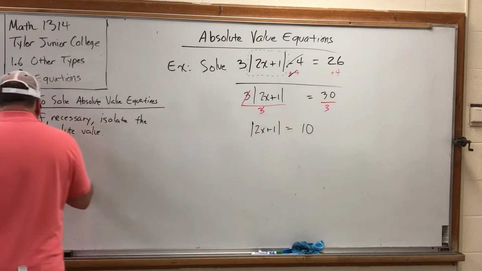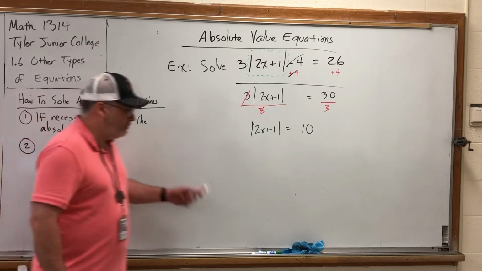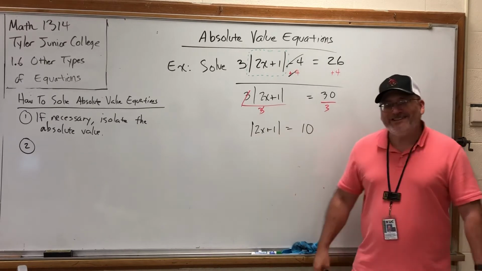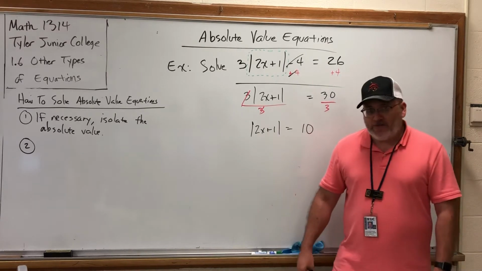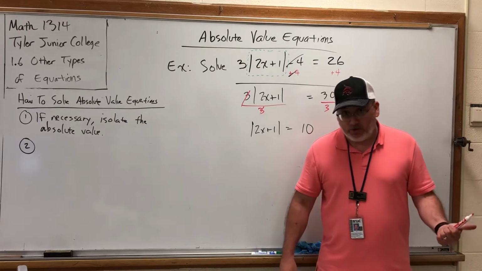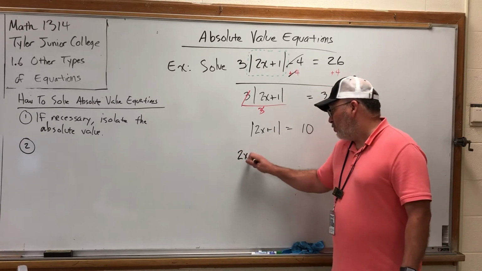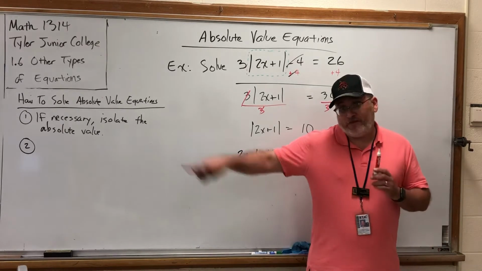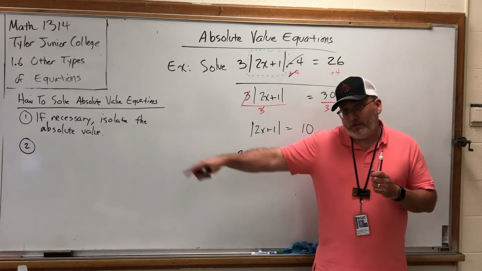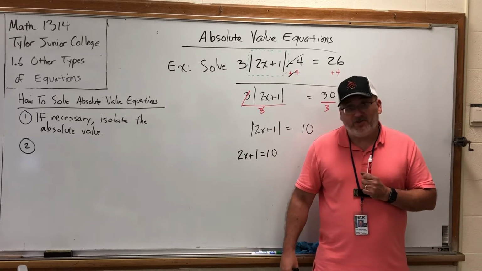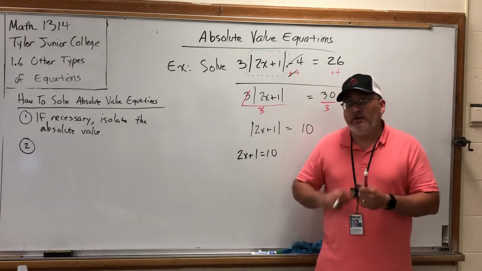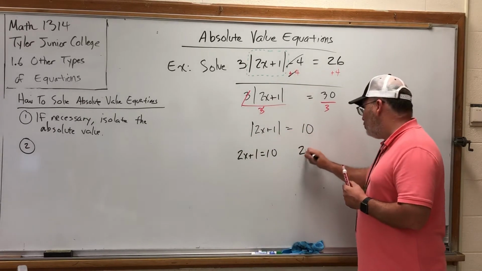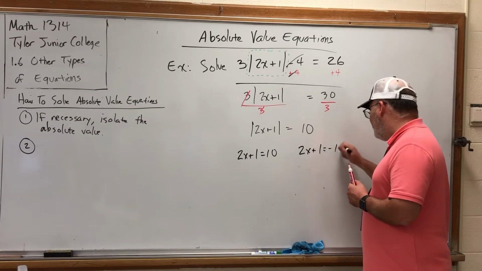So what's our second step? Well, I'm not going to draw the number line, but what this equation is saying is that 2x plus 1 is 10 spaces away from 0. If I go to the right 10 spaces, it lands on the number 10. So 2x plus 1 might equal 10. But there's another number 10 spaces away from 0, to the left. My right, your left. If I go 10 spaces to the left of 0, that puts me at -10. So 2x plus 1 can equal -10.